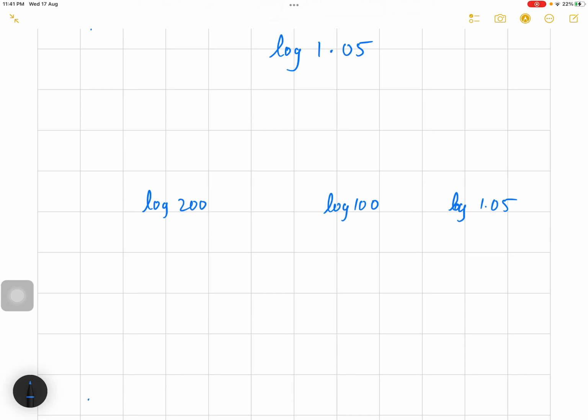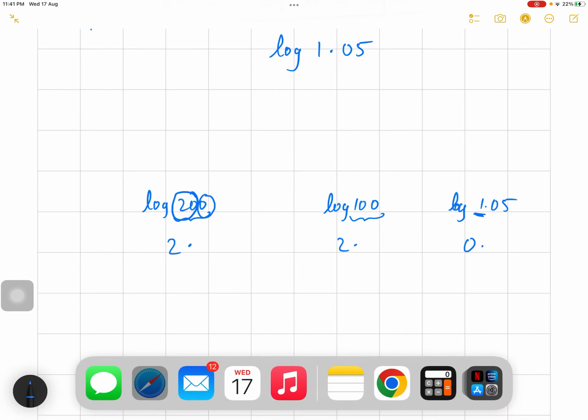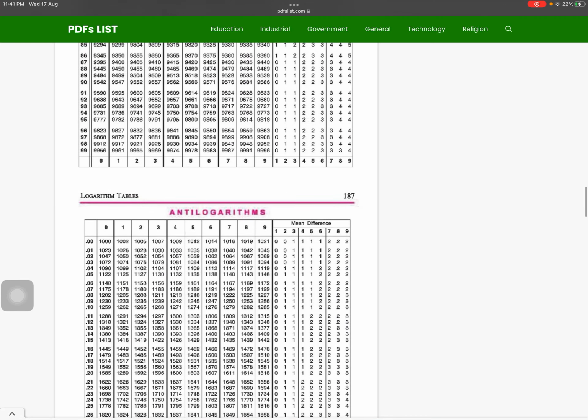Before the decimal there are 3 digits, so 3 minus 1, so 2 point something. Again for 100, before the decimal there are 3 digits, so 2 point something. For 1.05, before the decimal there is only 1 digit, so 1 minus 1 is 0, so 0 point something. Now row 20 column 0.